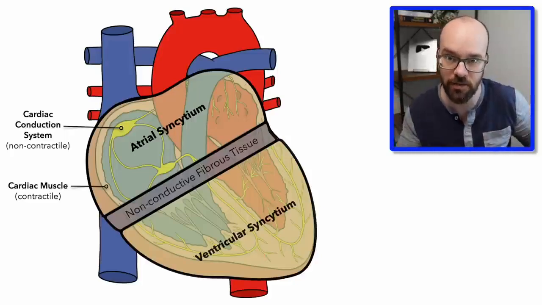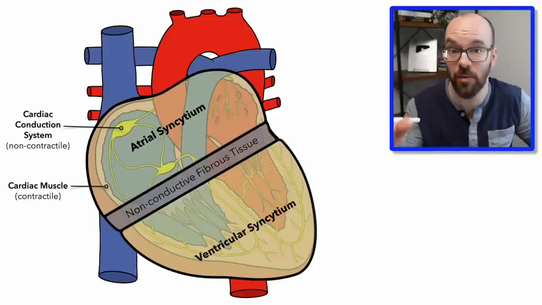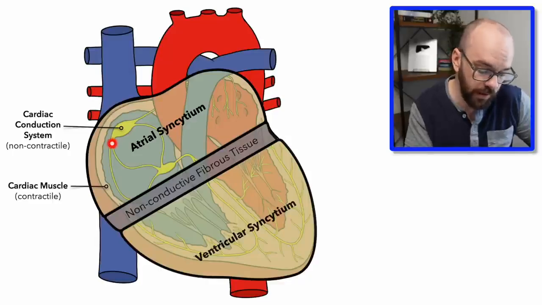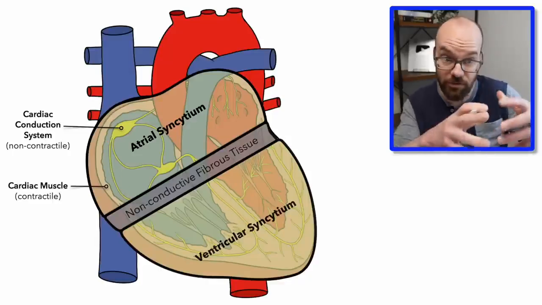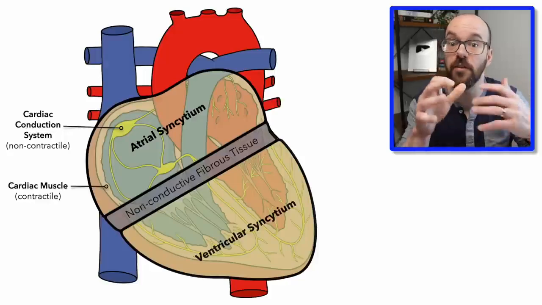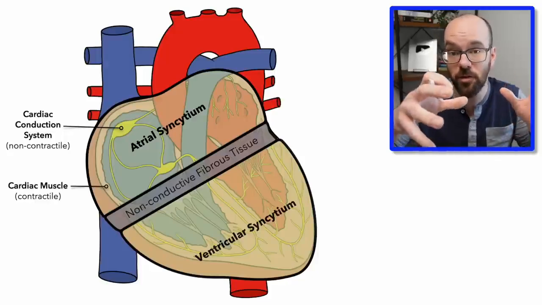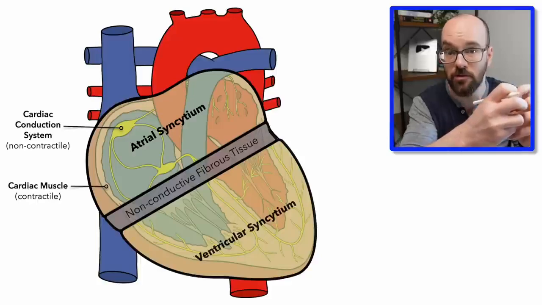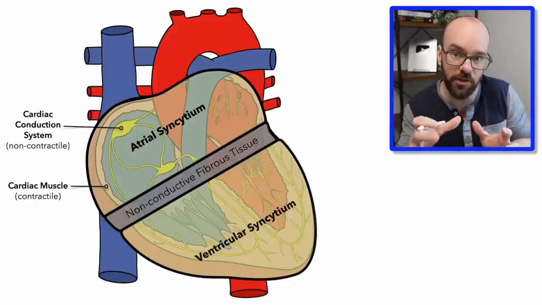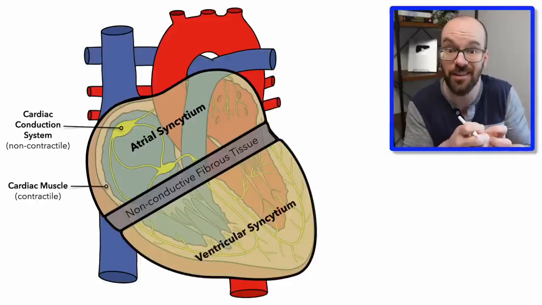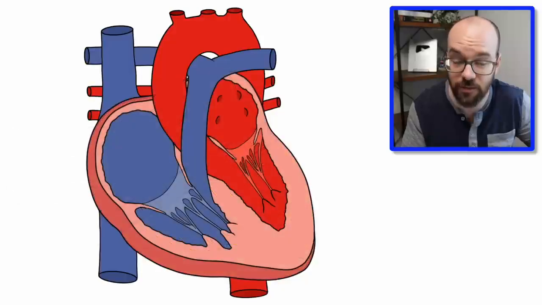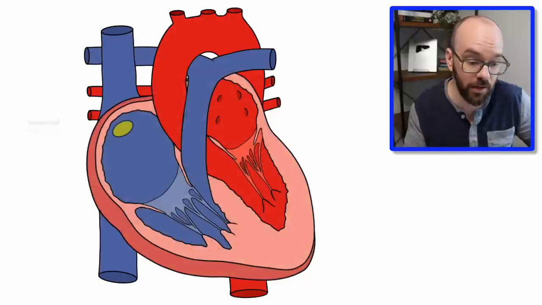it's all depolarized. Now the signal passing between cardiac muscle cells is sort of slow. I kind of mentioned that earlier, and that's why we need this cardiac conduction system to conduct those signals very quickly so that the atria can contract as one unit and the ventricles especially can contract as one unit. But again, the atrial syncytium will depolarize first, contracting the atria, and then the ventricular syncytium will depolarize, contracting the ventricles. Now let's take a look at the individual parts of the cardiac conduction system.